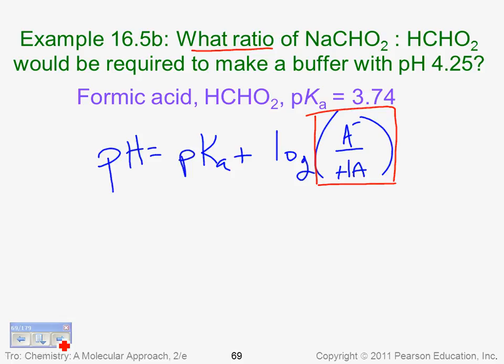Remember all those curves on that one diagram where they all overlap in the same place except one's kind of farther than the other? Is that kind of an idea? So let's see here. What pH am I trying to get to? 4.25. What's the pKa of formic acid?